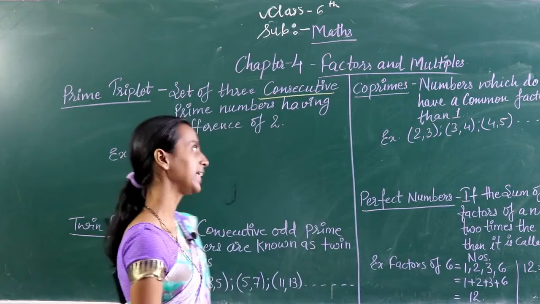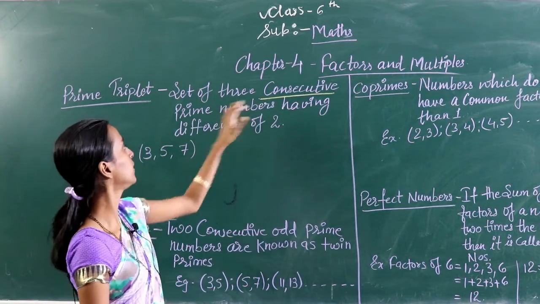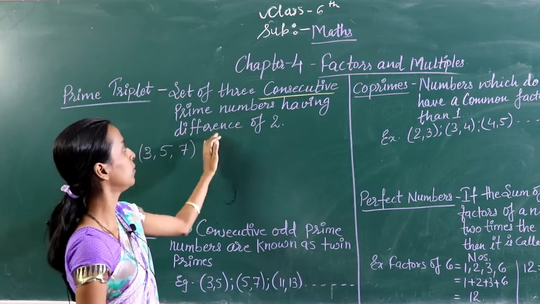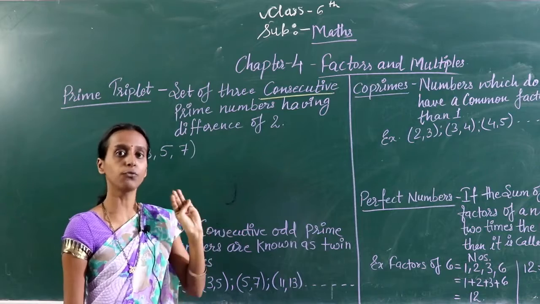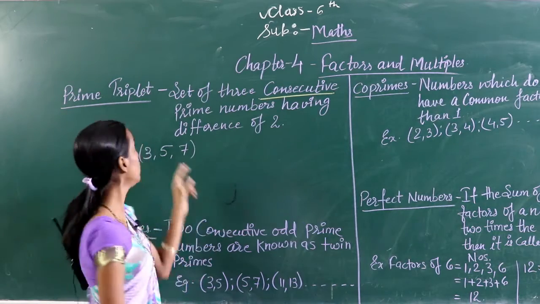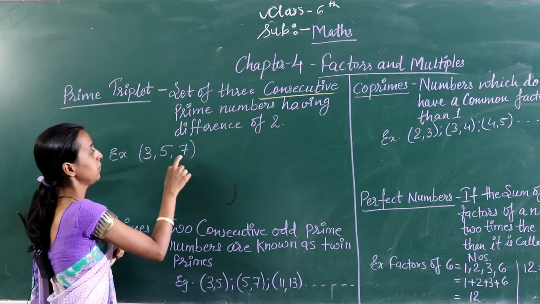Okay, let's move to our next topic, that is prime triplet. The set of three consecutive prime numbers having difference of 2. So three prime numbers which will have difference of 2 between them, that are called prime triplets. Okay, for example 3, 5, 7.